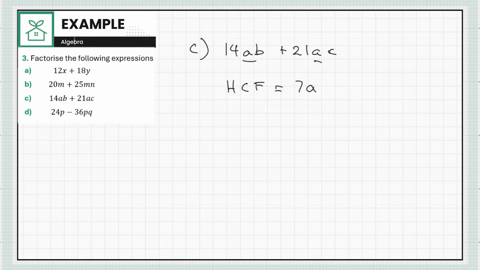Now for our factorizing, we're just going to put 7a out the front and divide each term by our highest common factor. So if we divide 14 by 7, we get 2, divide a by a, we get 1, and then we just get b left over. Right, divide 21 by 7, we get 3, the a's cancel, and we're left with c.